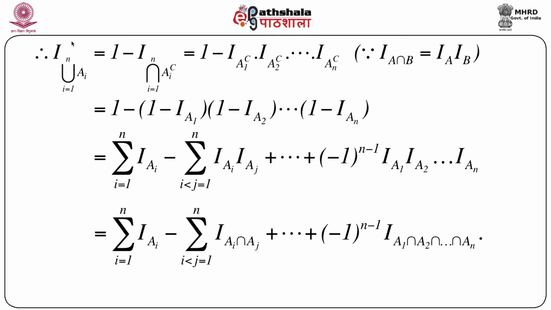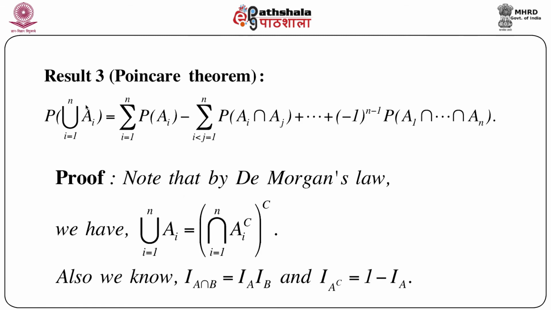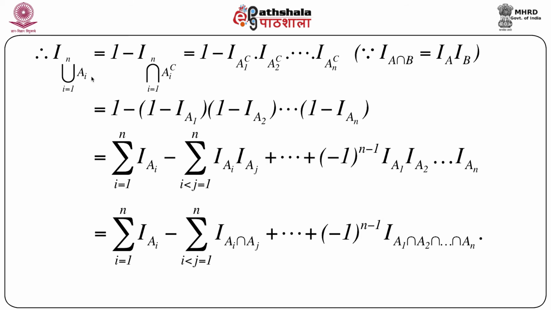Now we start with the indicator function. We are supposed to prove the probability of the union of A_i. Let's start with the indicator function defined on the union of the A_i, the union of these sets. So I of the union of A_i, i equals 1 to n, we can write as 1 minus I of the intersection of A_i complement, because we know that the union of A_i is the complement of the intersection of A_i complements, and the indicator function of the complement of a set is nothing but 1 minus the indicator on that set.